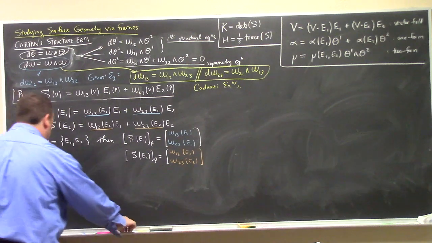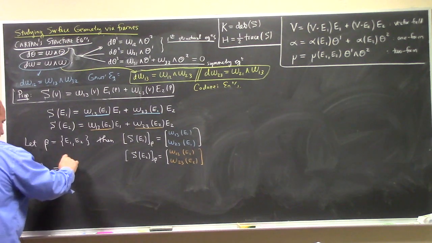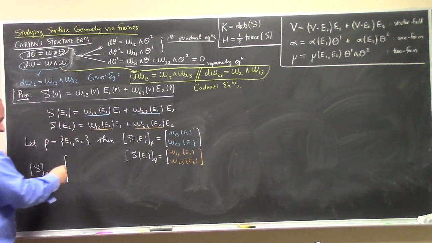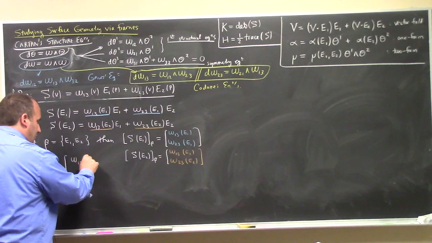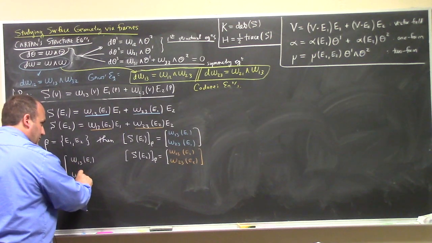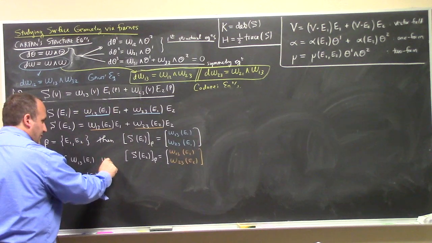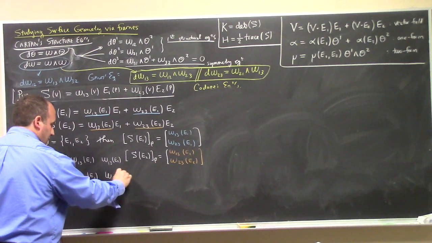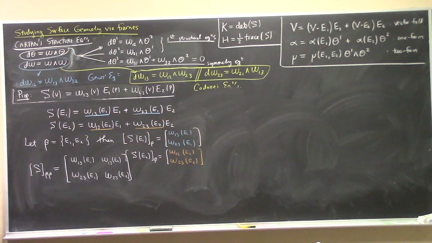And so you guys remember how it goes. The matrix of S with respect to the beta basis in my notation is this and that next to each other, right? So this implies then that the matrix for the shape operator S with respect to the beta basis is omega 1,3 of E1, omega 2,3 of E1, and then next column, omega 1,3 of E2, omega 2,3 of E2. So, okay, what's the determinant? What's the trace?